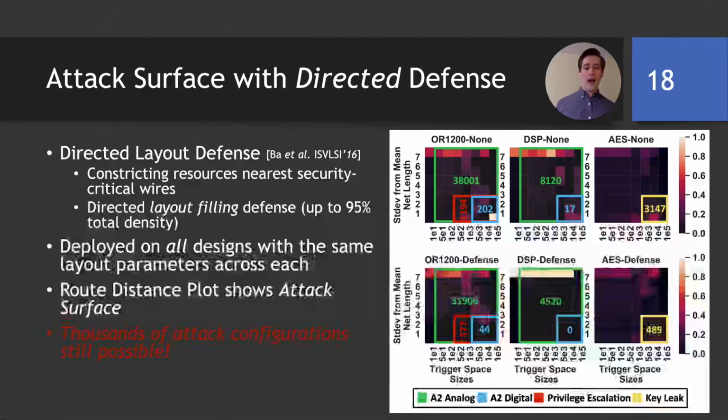We utilize the ICAS route distance metric again to illustrate the attack surfaces of each circuit layout with respect to four Trojan designs from the literature. You may notice that not all Trojans are overlaid on each heat map. This is because some Trojans are design specific, such as the key leak Trojan, which targets a crypto core. ICAS metrics reveal that directed layout filling does increase the security of IC layouts by pushing unused placement sites as far as possible from unblocked security critical nets. But for small Trojans like A2, thousands of attack configurations still exist.